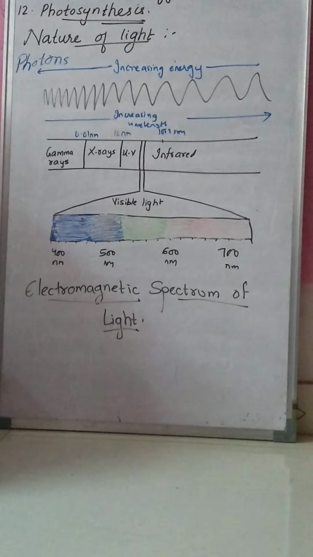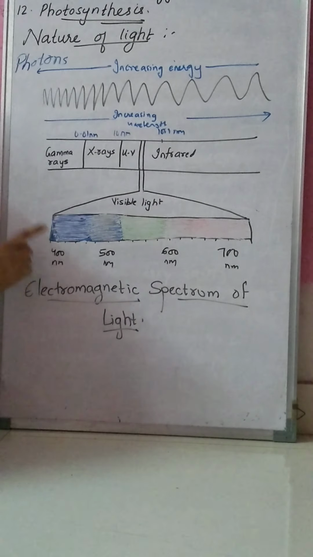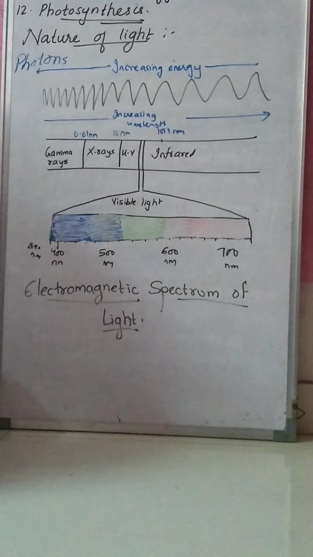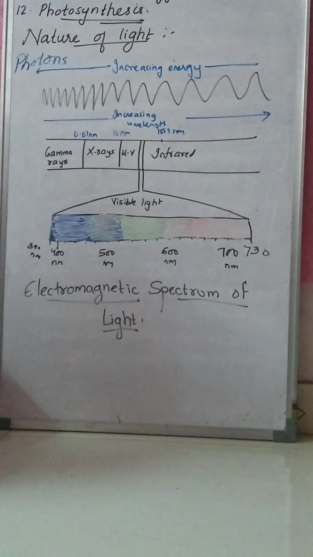Now this photon contains a quantum of light. Light has different wavelengths, which range from 390 nm to 730 nm.